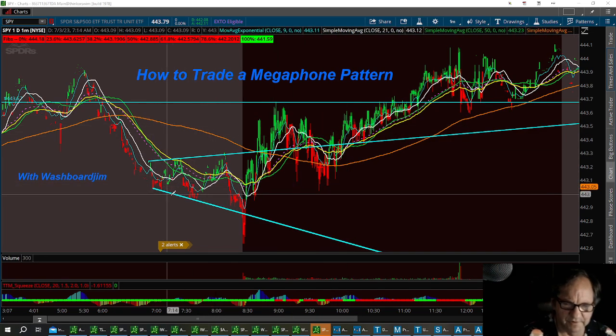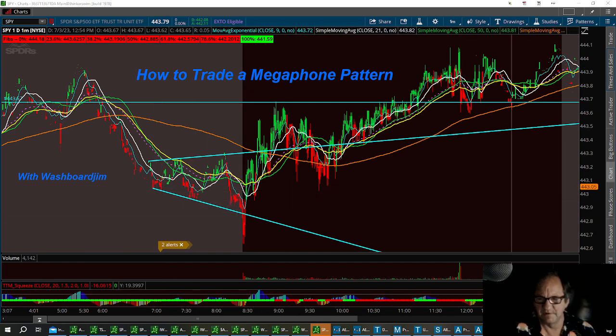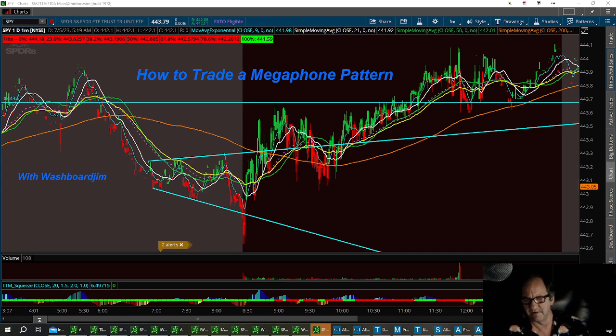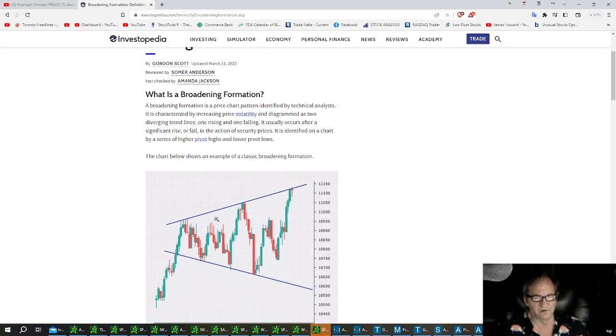Well, the next morning I woke up, you take this same diverging line, which is the support on this Megaphone Pattern. A Megaphone Pattern is a broadening formation, a price chart pattern identified in technical analysis. It is characterized by increasing price volatility in a diagram of two diverging trend lines, which I was talking about earlier, one rising and one falling, and that creates your megaphone.